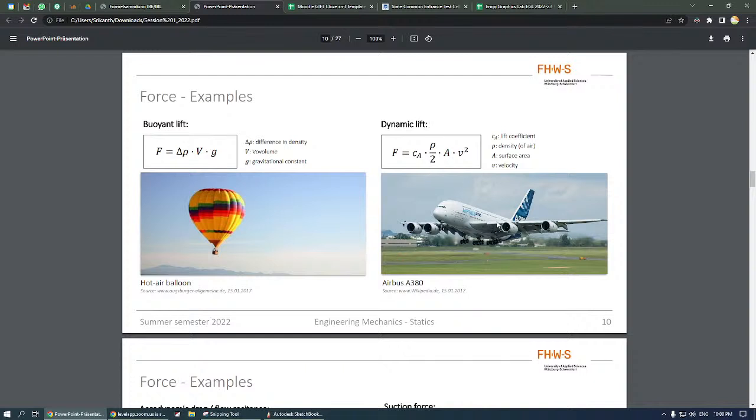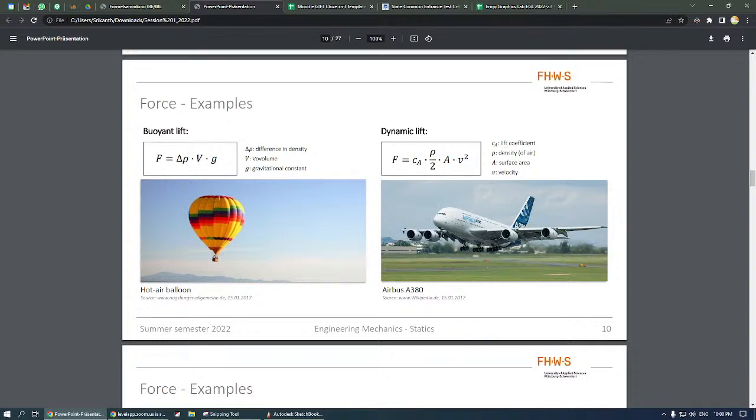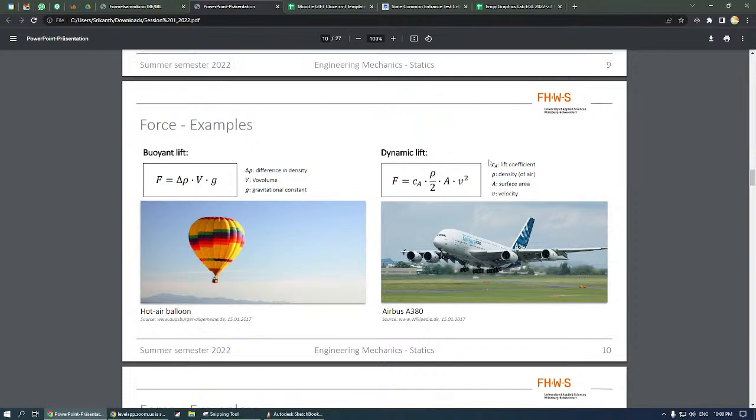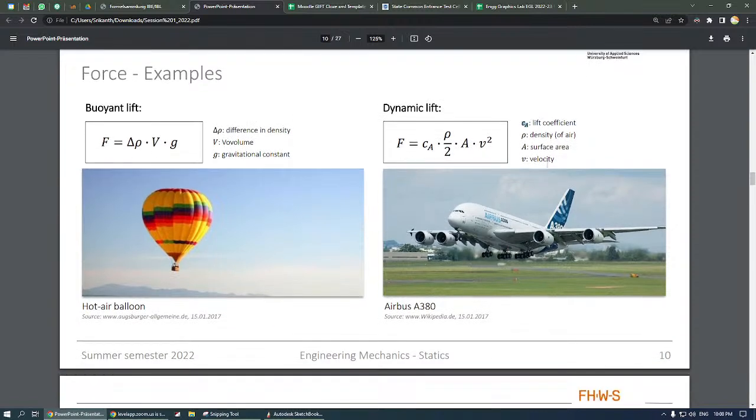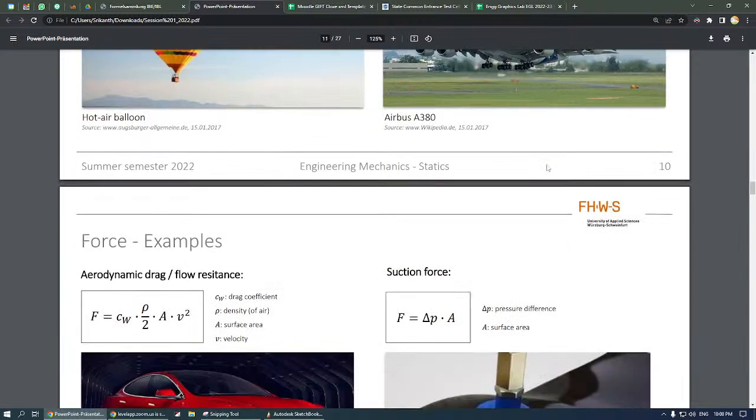So an aeroplane's wings give lift to the aeroplane, right? That lift can be found by this formula. All the values have been given here on the right. CA is the lift coefficient, rho is the density of air, A is the surface area, and V is the velocity of the plane. So CA will be constant for air. That value will be given, or you may be able to find it from some constant book.